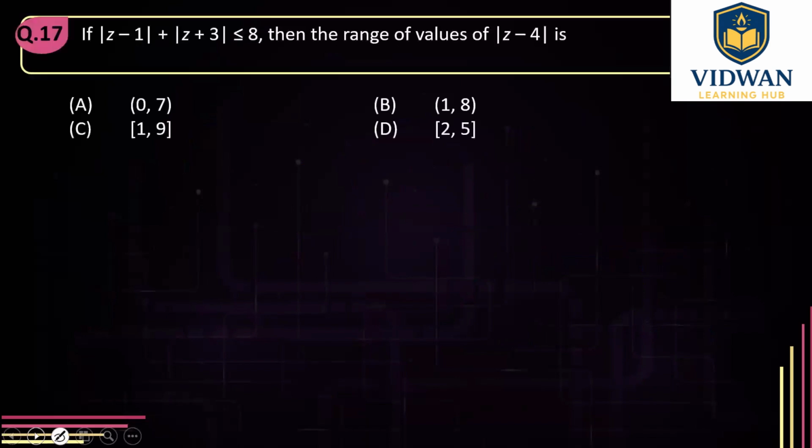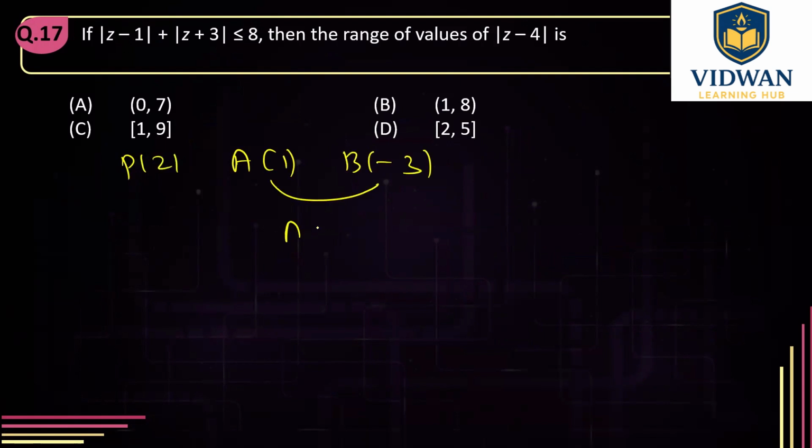Now let's move on to the next question. This question is actually related to the ellipse concept. So clearly you observe, if P is Z, A represents the complex number 1 and B represents the complex number -3. Clearly this distance AB is nothing but mod of 1 plus 3. Because they're complex numbers, it is mod of Z1 minus Z2, which is 4. And clearly K is 8 here. So K is greater than AB.